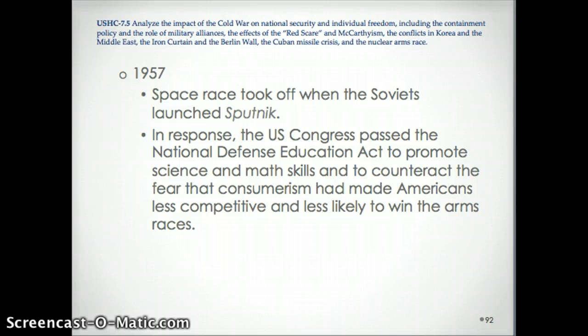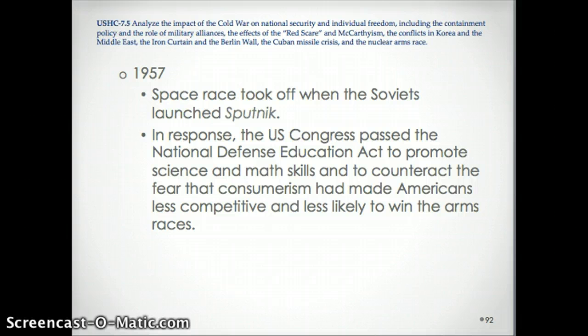Then the space race starts up. We're creating these new bombs that are so deadly they have to be delivered by missiles, and so the space race is necessary because you're developing rockets that could then deliver the bombs. The Soviets launched Sputnik, which was this little, about basketball-sized satellite up into space. That's going to cause a lot of problems in the United States.